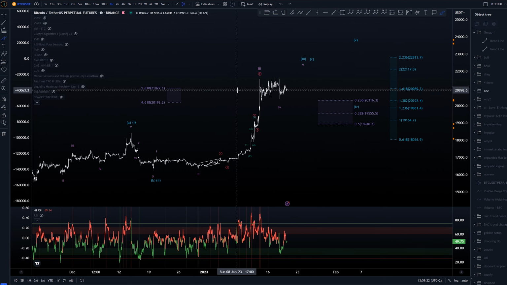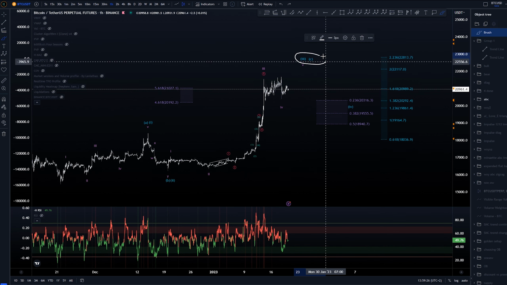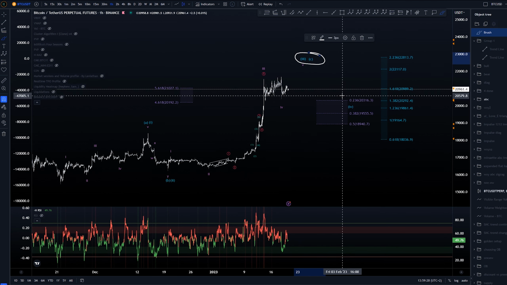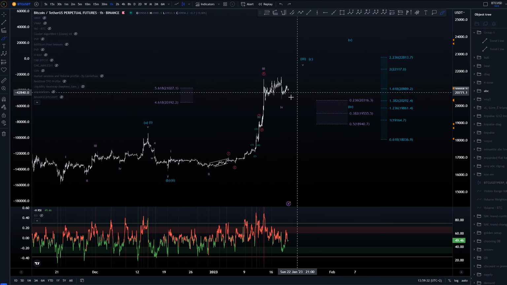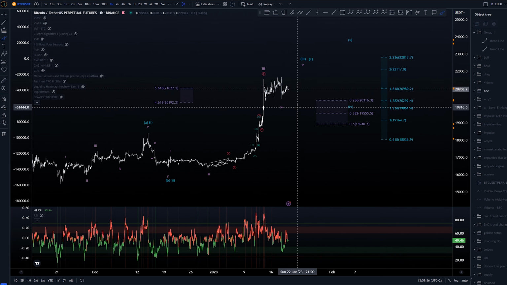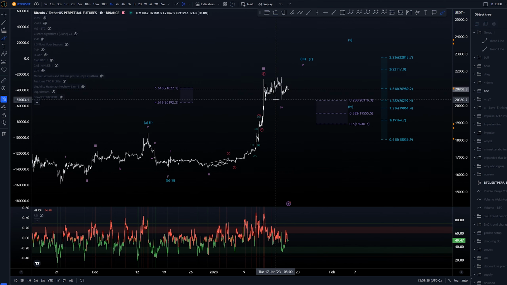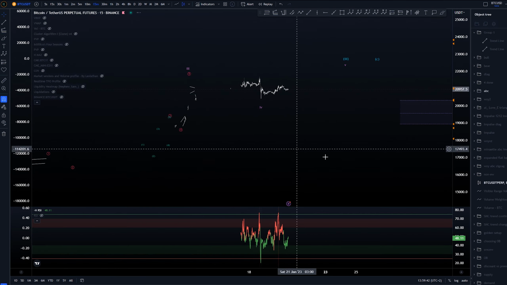We have different scenarios for those later on in this video, but the overall idea is that we're either completing that wave C or wave 3. We're still looking for that 5th wave, as mentioned, after this wave 4 is done, and that is basically that here on the higher time frame. Let's check out the more local time frames.